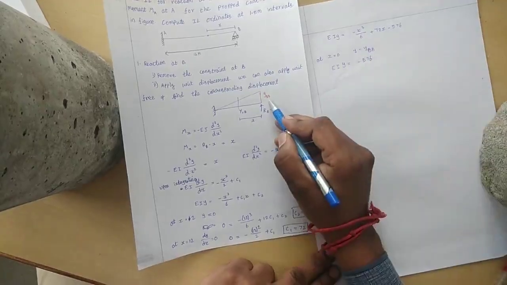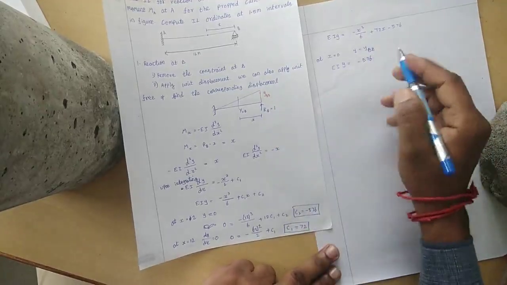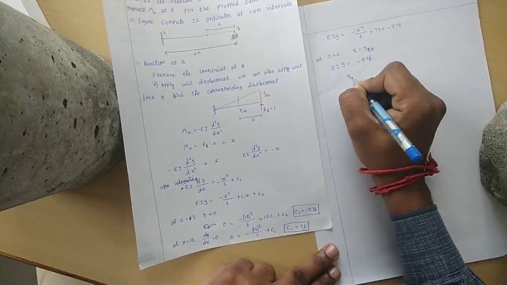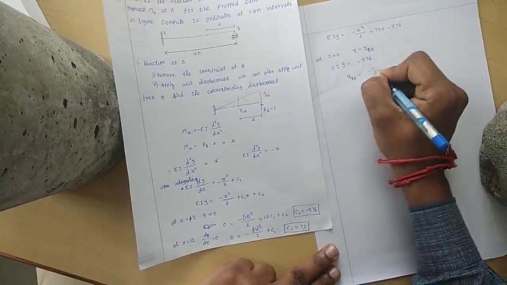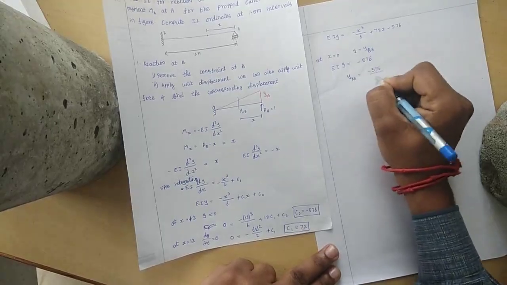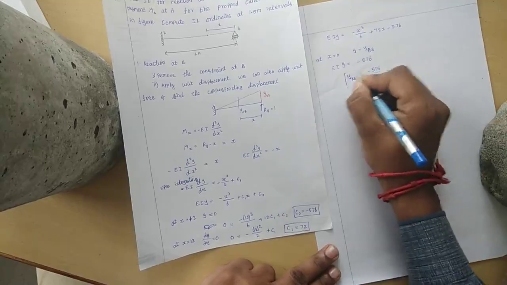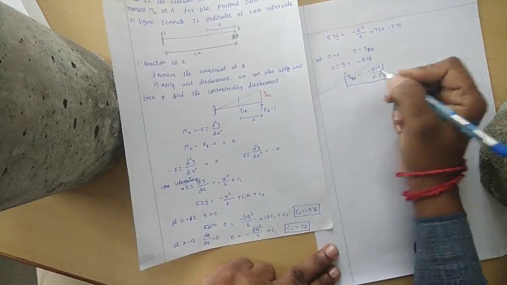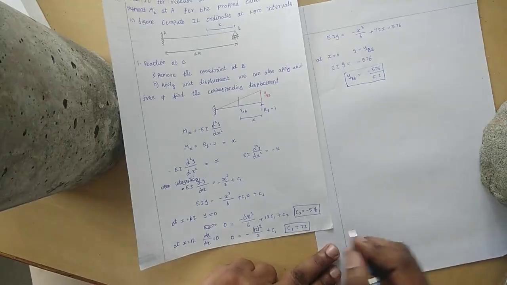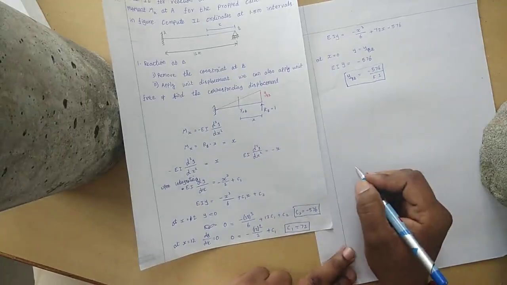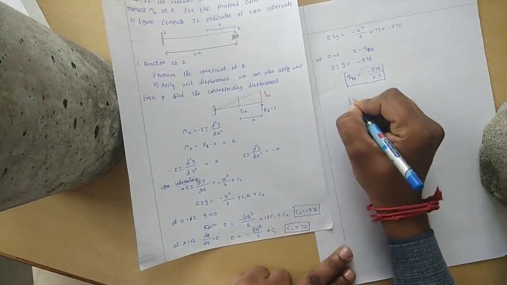So we need to find out this ybb. I have substituted ybb here, so EI ybb equal to minus 576, that is ybb equal to minus 576 divided by EI. So this is the value of ybb. If I want to calculate the value of yxb, what I need to do is substitute into the formula.